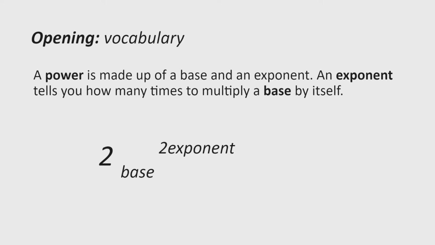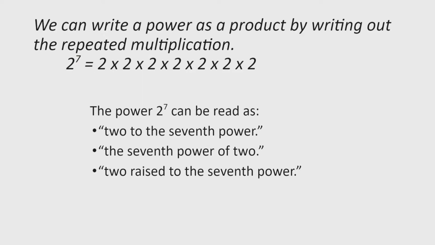Exponents and powers. Exactly what is a power? A power is made up of a base and an exponent. An exponent tells you how many times to multiply a base by itself. In our example here, we have 2 raised to the power of 2. 2 is our base. 2 is also our exponent in this example. Let's take a look at another one.